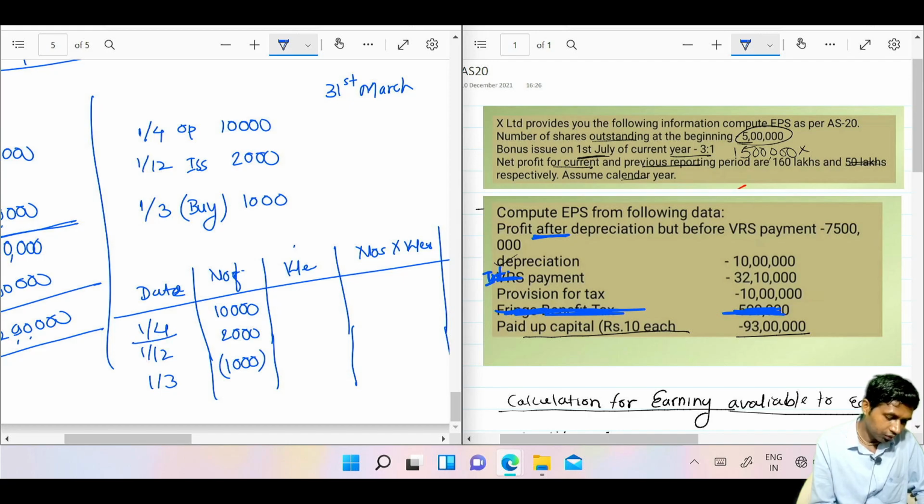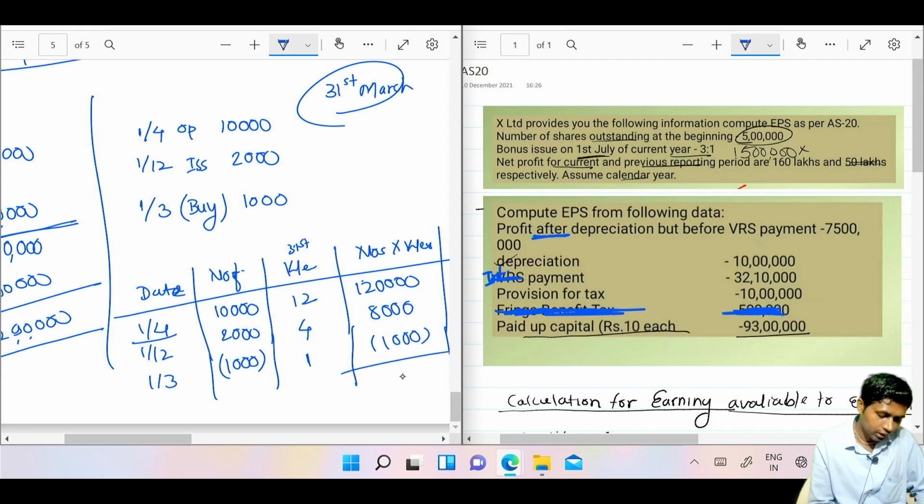Now weight from 1/4 to 31st March, 12 months. 1/12 to 31st March, that means 4 months. 1/3, that means 1 month. Now after that you will get 1,20,000. Then 4 is 8, and then 1,000, and then you will get the equivalent total. And then finally outstanding equivalent average, that means finally you must divide it by total weight, that means 1/4 to 31st March weight.